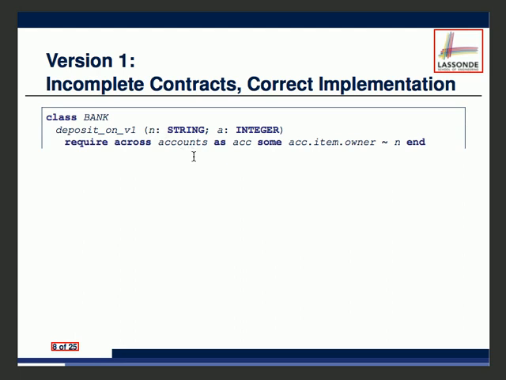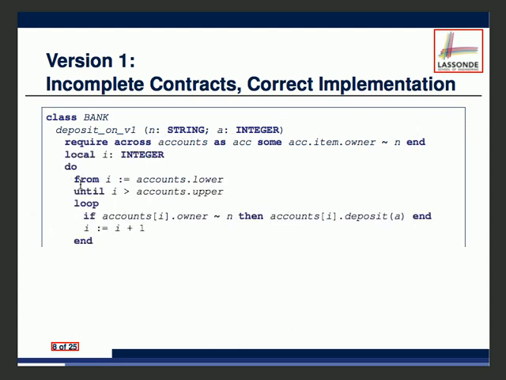The implementation part is going to be more or less the same for each version. How do I deposit on a particular name with some amount? So first of all, I got to make sure the account actually exists. I can just use a cross. I can let you follow that. And then I can simply run a loop.